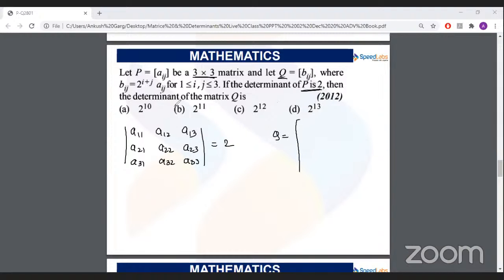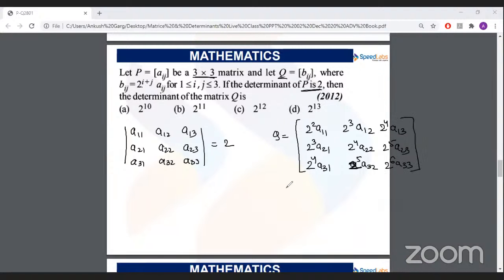So what is matrix Q first of all? Q is 2 to the power (i + j) Aij, right? So for b11 that will be 2 to the power 1 + 1, 2 square a11, then it will be 2 cube a12, 2 to the power 4 a13. Here it will be 2 cube a21, 2 to the power 4 a22, 2 to the power 5 a23. And here it will be 2 to the power 4 a31, 2 to the power 5 a32, and 2 to the power 6 a33. Right, this will be your matrix Q.